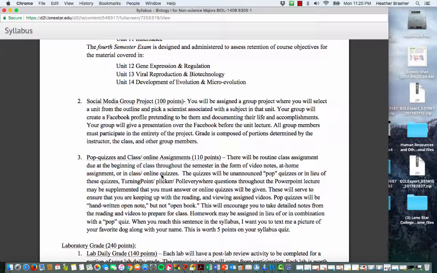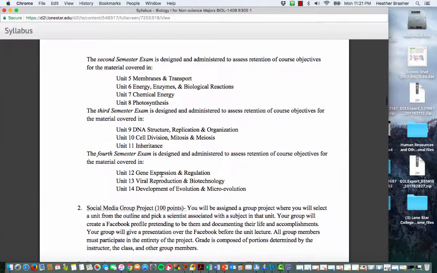You're going to be assigned a group project where you will select a unit from the outline, and then pick a scientist associated with the subject matter in that unit. For instance, if you decided, I kind of like DNA structure and replication and organization, then you're going to go over that and go, okay, the subjects involved in that are looking at how DNA was discovered, what the DNA structure looks like, how we make new DNA, and once it's made, how is it packaged? Then you're going to look in all those chapters related to those subjects, or anything you can look up on the internet, and find a scientist.